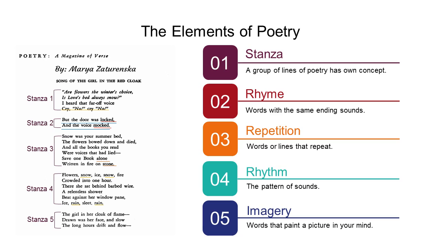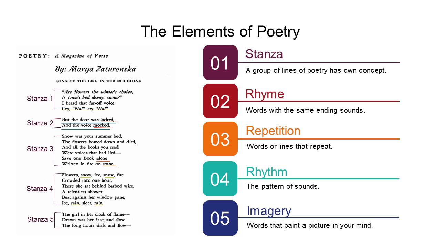And now number 2 is about rhyme. Rhyme is words with the same ending sounds. For the example in the poetry, we can see in stanza number 2: but the door was locked and the voice mocked. Lock and mock have the same ending sounds. So this is called rhyme.